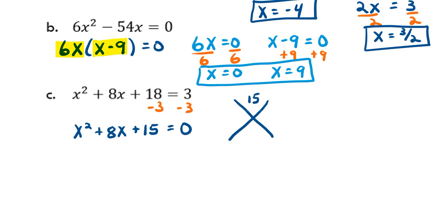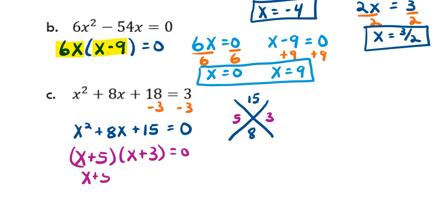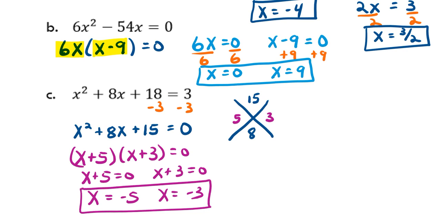So what multiplies to 15 and adds to 8? Hopefully we're thinking 5 times 3. I'm not doing one where we have to split the middle term here, but we would get x plus 5 as one of our factors and x plus 3 as another factor. Setting each factor equal to 0 and then solving from there, we're going to get -5 and -3 for our two solutions.